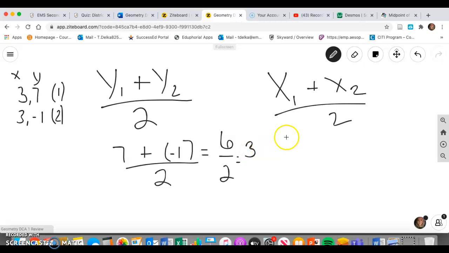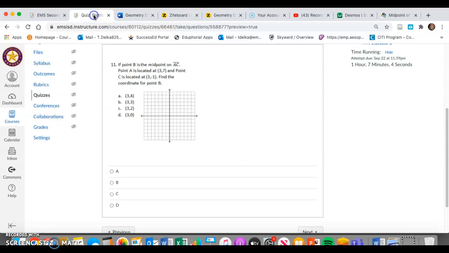So not done. Now I have to solve this over here. Okay. So I look at my x's, and it's 3 plus 3. It's going to be over 2, so 6, because 3 plus 3 is 6, divided by 2, and I get 3. So my midpoint will be 3, 3. And looking at my answer choices, that would be answer B.